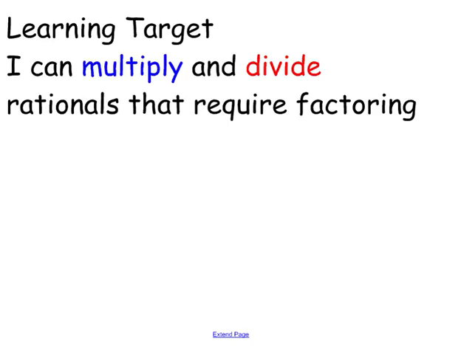Hey, it's Mr. Estrada here, and our learning target is I can multiply and divide rationals that require factoring.